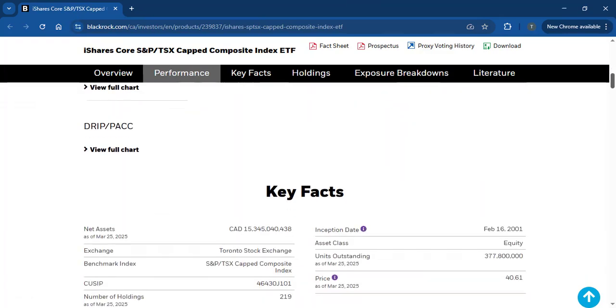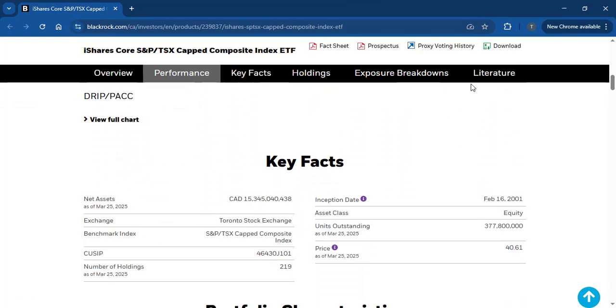The next one will be the key factors. An important part of the key factors is to check the net assets under management as of today, or the day that you are doing the analysis. In this case, it's about $15 billion under management. The exchange where you can get this one is the Toronto Stock Exchange, and it's on the S&P/TSX index.